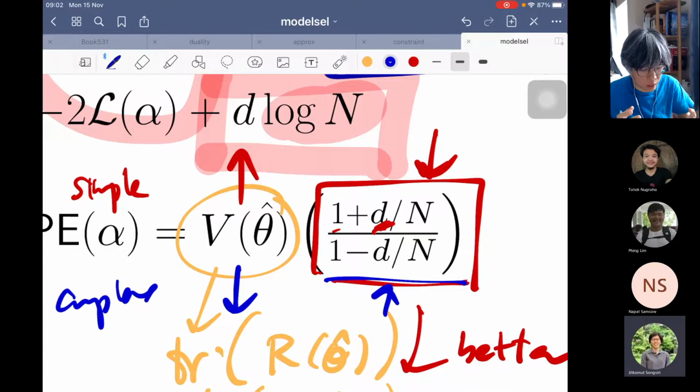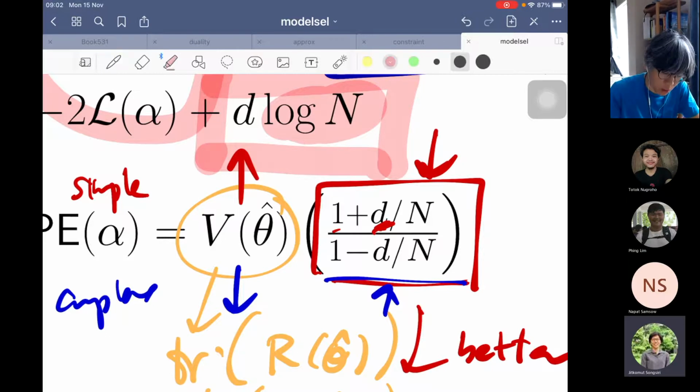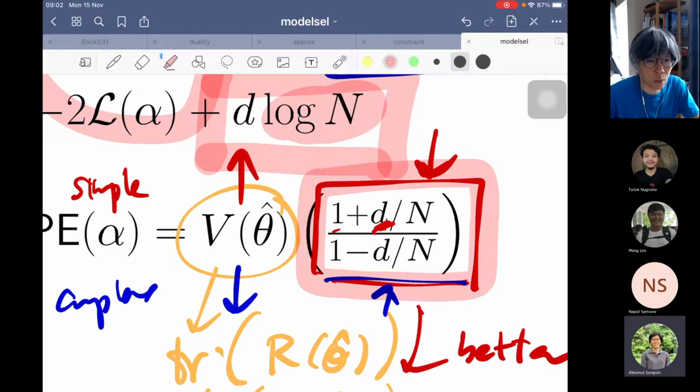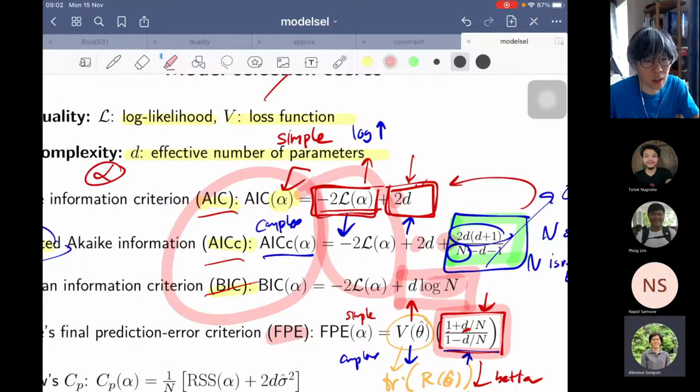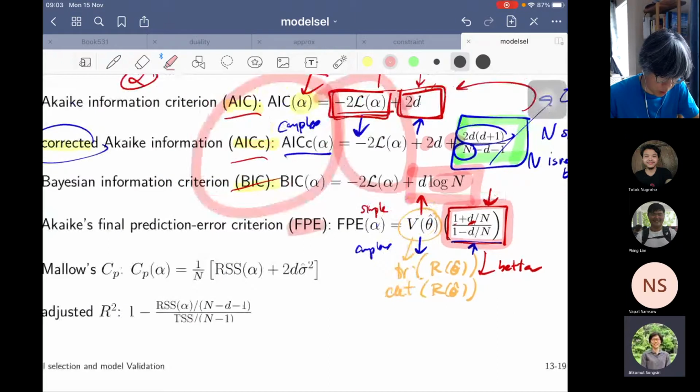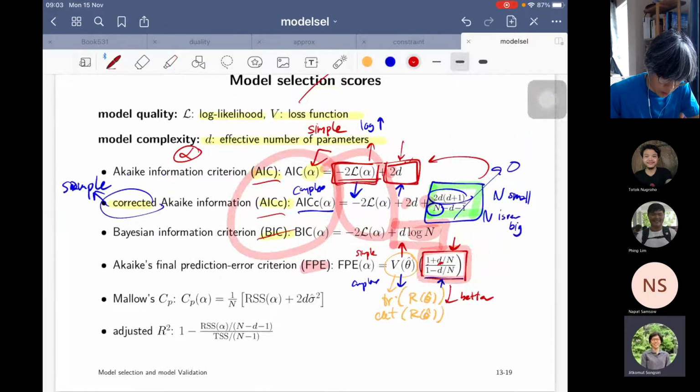But the thing is, the influence of the model complexity is seen through a multiplicative form instead of addition, as in the case of AIC, AICC, and BIC. FPE is a score that is available in the system identification toolbox as well. Oh no, actually, sorry, it's Akaike's FPE, right? But Ljung, who wrote the system identification toolbox, has proved some properties of this FPE score.